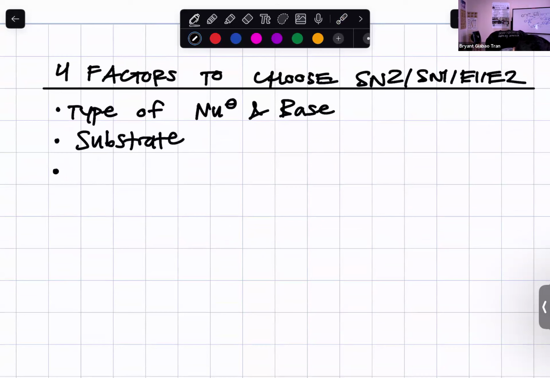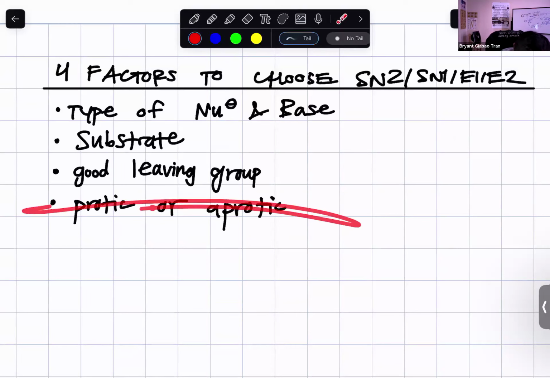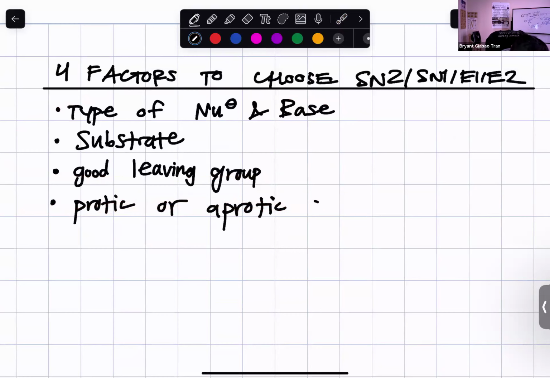The other thing that we look for is whether there's a good leaving group present or not, right? And the other thing, which is probably not that important, is whether we are in a protic or aprotic solvent. So that's the least important factor, right? You don't need to look at that factor to determine. You just need to have these three here.